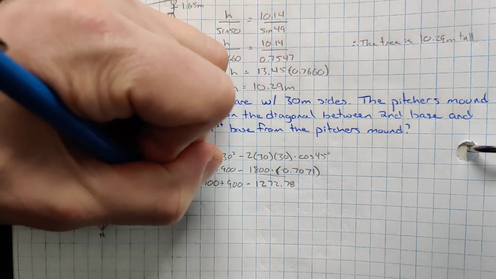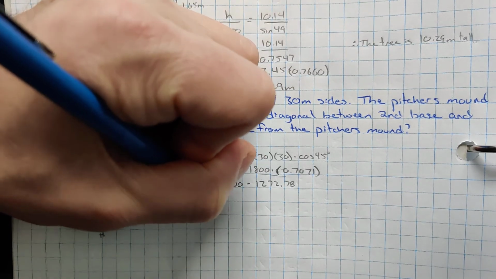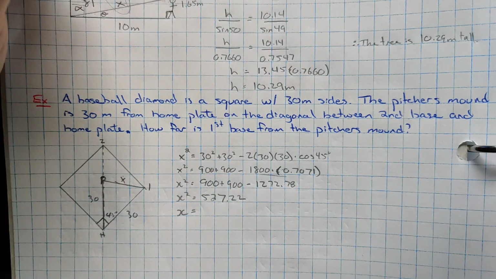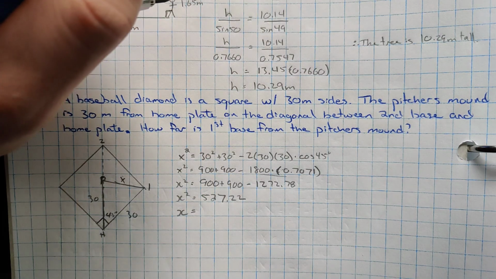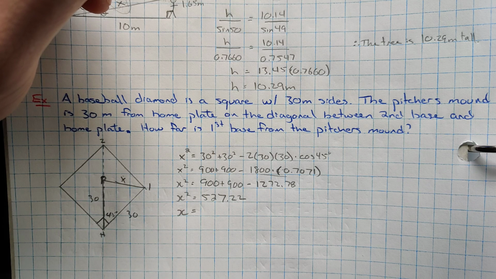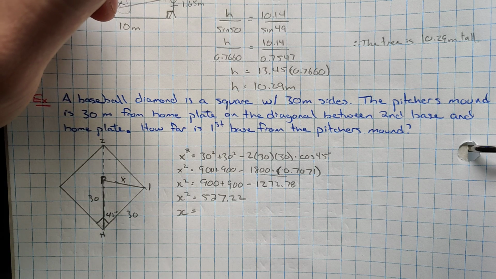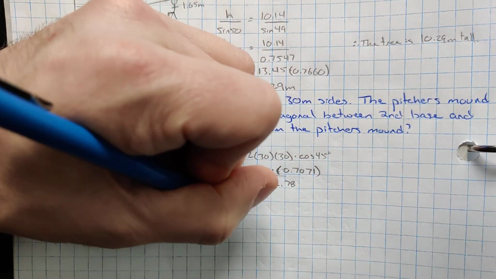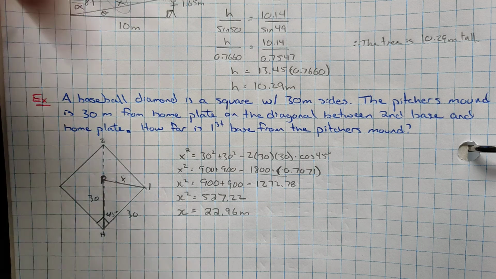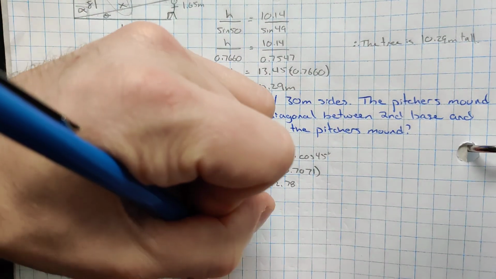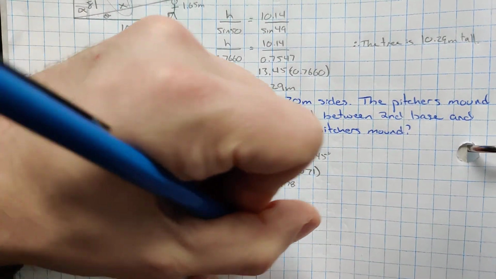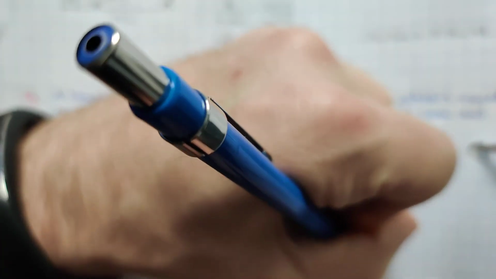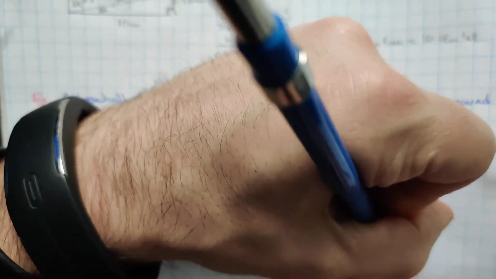And so when we do our subtraction, x squared equals 527.22, or x equals the square root of that, which is 22.96 meters. So the pitcher's mound is 22.96 meters from first.